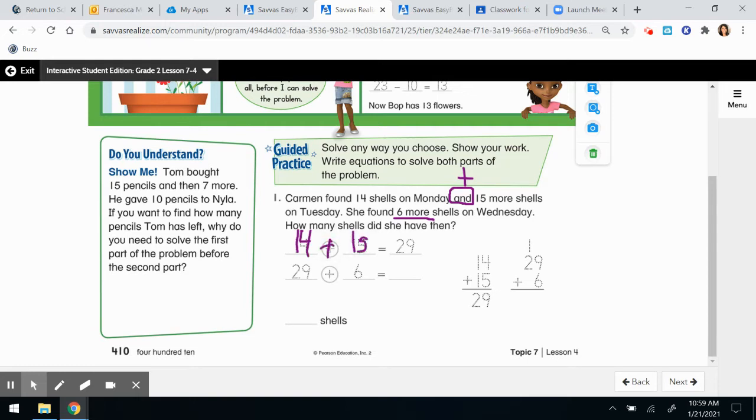And that's right over here, 2. 14 plus 15 equals 29. And we can trace that over here. 14 plus 15 equals 29.